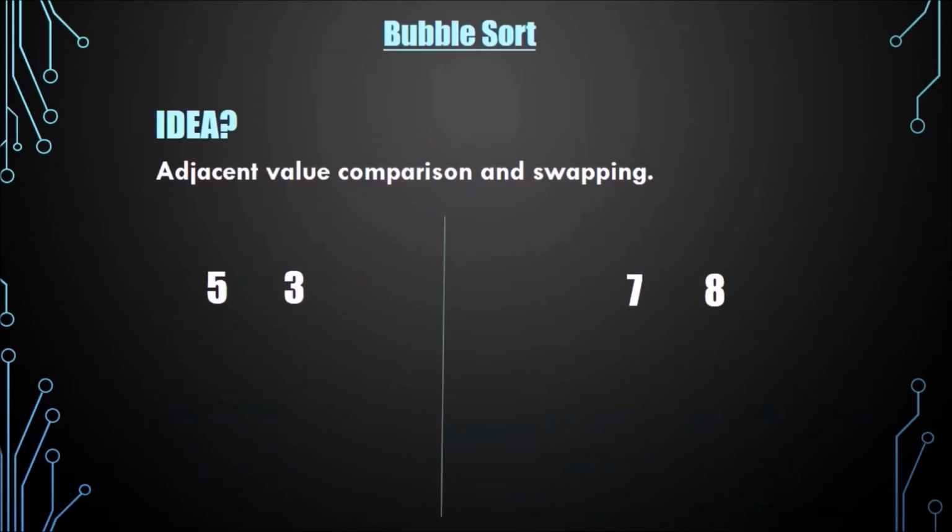Let's first understand the basic idea behind bubble sort, and as I have mentioned here, it is adjacent value comparison and swapping. So what does this mean? Let us take a very basic example in which you are given only two numbers and you are told to sort them in ascending order, that is, non-decreasing order.